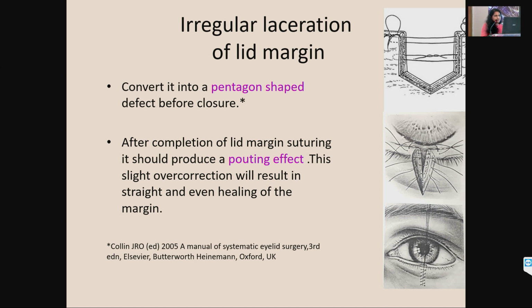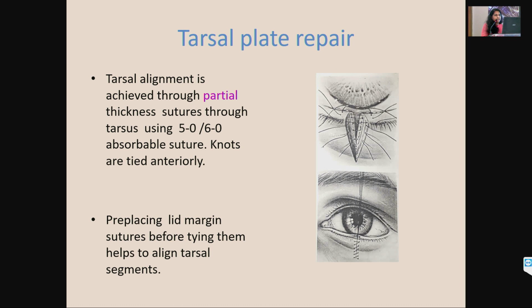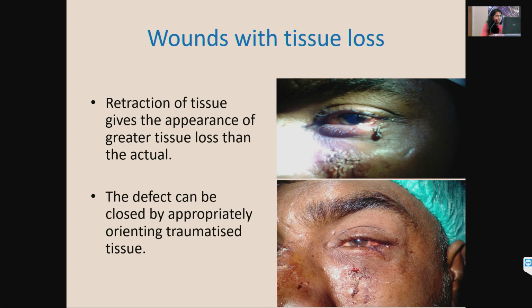After completion of lid margin suturing, it should produce a slight pouting effect, which will result in even healing of the wound. Tarsal plate alignment is achieved through partial thickness sutures through the tarsus with 5-0 or 6-0 absorbable sutures, and the knots are tied anteriorly to avoid corneal abrasion. Pre-placing the lid margin sutures before tying them helps to align the tarsal segments properly.